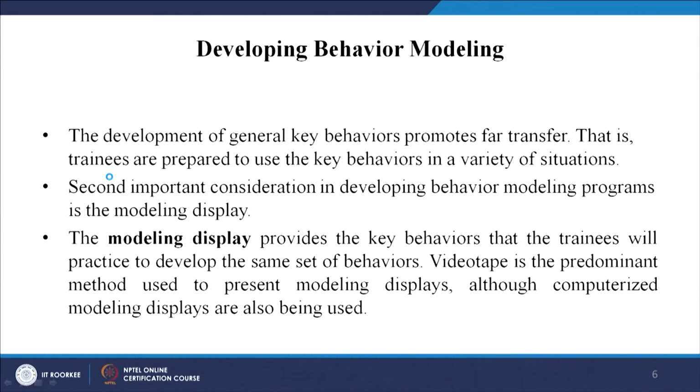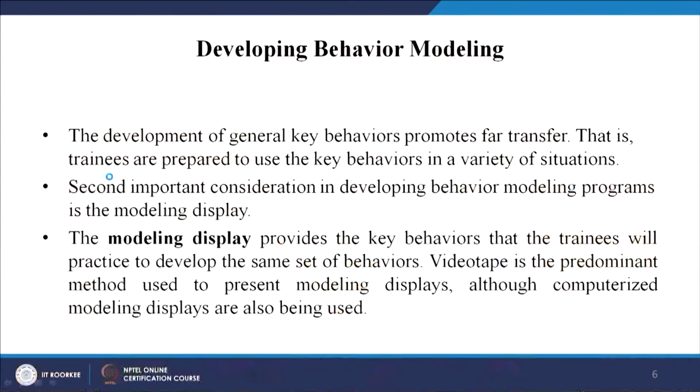So, this change of personality and playing this role, or this acting, but acting will not be the right word, because it has to be in reality, in a given reality, playing a role, shifting of role, that becomes very important for an individual's personality. And if an individual's personality is competent enough in the modeling display, then definitely he will be very successful in behavior modeling. The modeling display provides the key behaviors that the trainees will practice to develop the same set of behaviors. Videotape is the predominant method used.